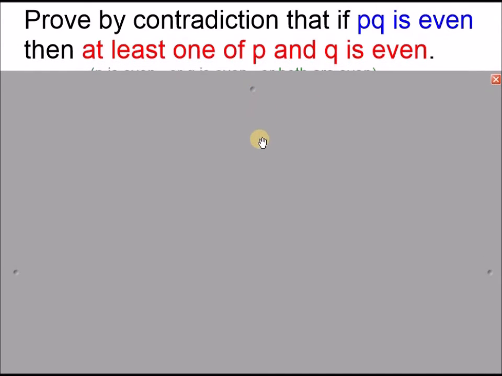Okay, so we have two integers and they multiply together and the answer is even. So yes, you could multiply two integers and get an odd value as well for the answer. We're not looking at that case. We're specifically looking at the case where the product of these two integers is even. And if it's even, then at least one of these two values must be even to begin with. So either p is even, or q is even, or they're both even.